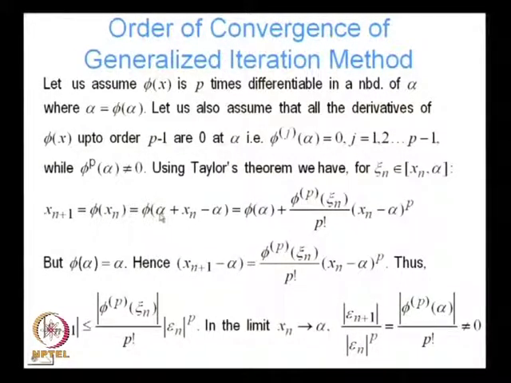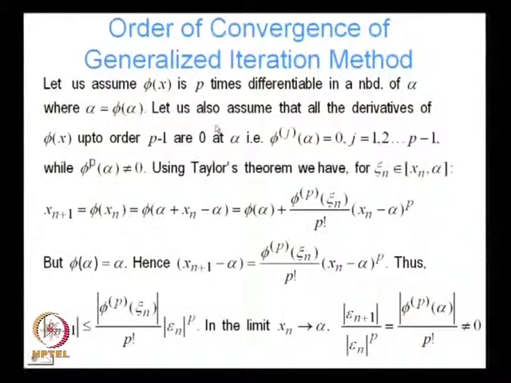I can write this as phi of alpha plus x n minus alpha, and then I do a Taylor series expansion about alpha. What do I get? I get phi of alpha plus, in the normal course of events, the first derivative phi prime evaluated at alpha times x n minus alpha, plus the second term, phi double prime evaluated at alpha times x n minus alpha squared by factorial of 2, and so on and so forth.